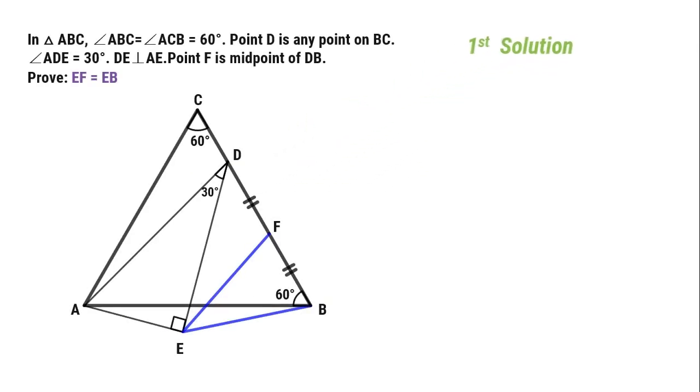The first solution. Through point E, make a perpendicular segment EG to AD. Then, find midpoint H of FB. Connect GH. AG equals 1/2 of AE. AE equals 1/2 of AD.